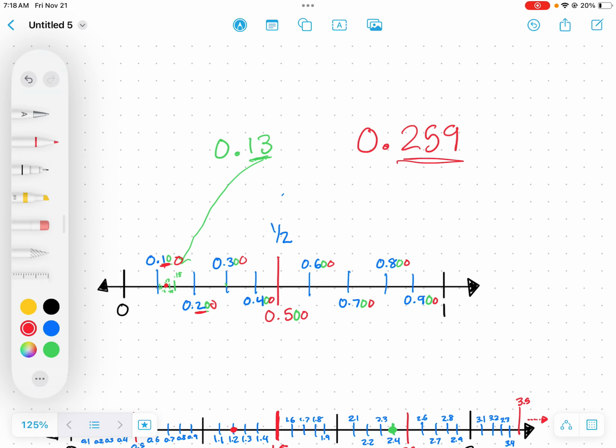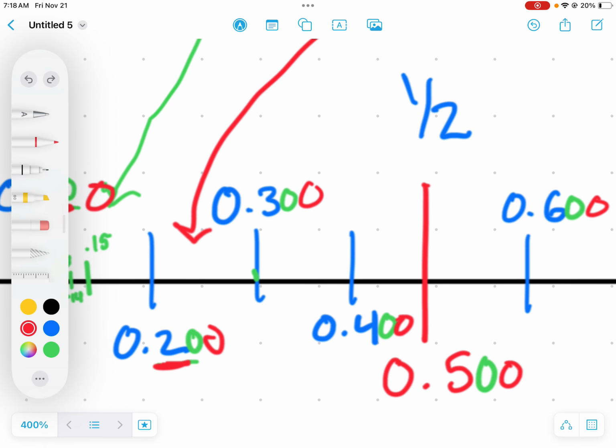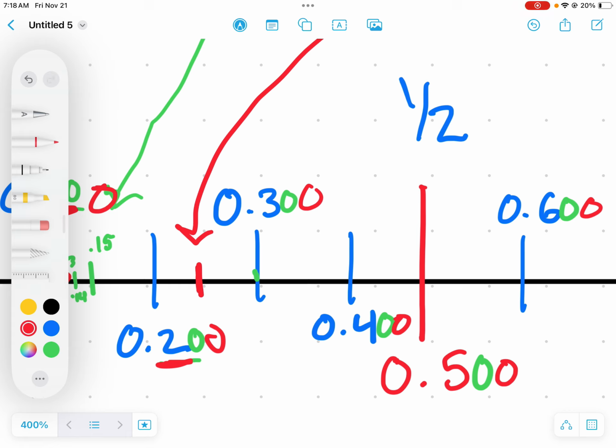So where's 259 going to fall? It's going to fall right here. It's going to fall in between 200 and 300. Halfway would be about 250. So this is going to be a little bit more than halfway, because this would be about that. So 259 would be right about there.